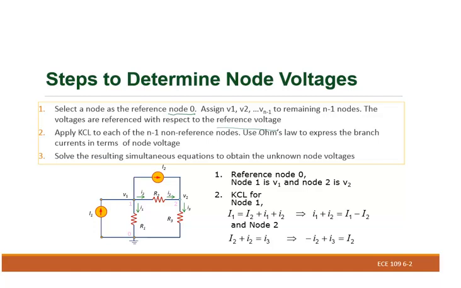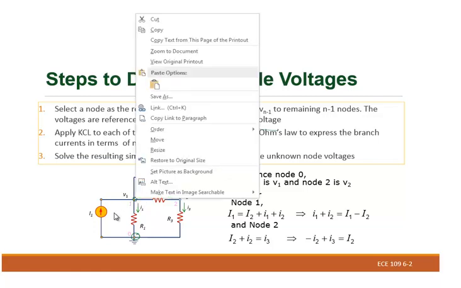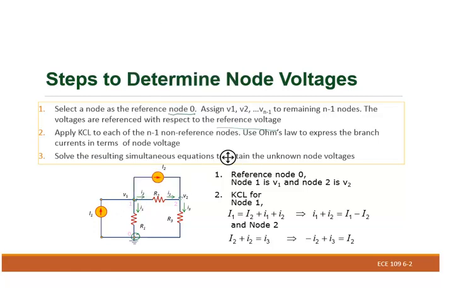In this simple example, the reference node will be here as 0. Then we have one node here as 1, and another node as 2 here. So this voltage will be V1 with respect to node 0, and V2 also with respect to node 0. We don't have any more nodes, so we have V1 and V2. To find V1 and V2, we need to write two equations, so we're going to apply KCL for those nodes.